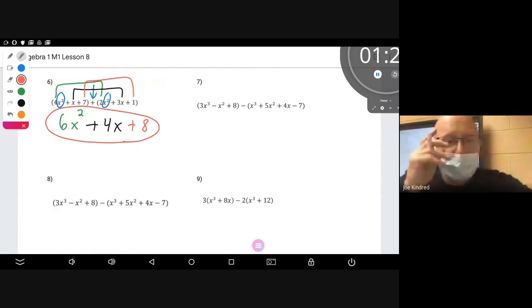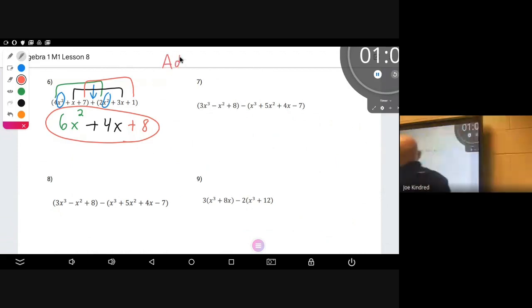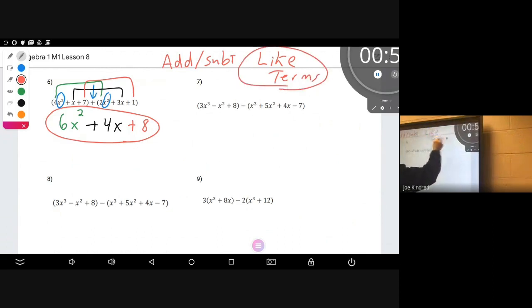So the first three examples dealt with plugging numbers in and evaluating. And then we jump to these problems where you're actually adding and subtracting polynomials, in other words, a collection of monomials or single terms. And there's going to be a key concept here. The concept is you're going to be adding or subtracting like terms.